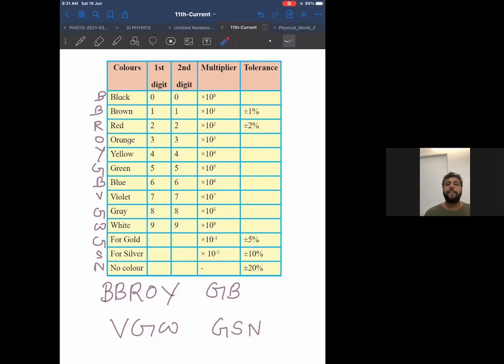Now, how many numbers are there in math? 10. Which are the numbers? 0 to 9. Therefore, for the first digit, 0 to 9 as it is. And the third column exactly the same, 0 to 9. So you have to go from 0 to 9 over here, and over here also you have to go from 0 to 9. This is how you write the second column and the third column. This is first digit and this is second digit.